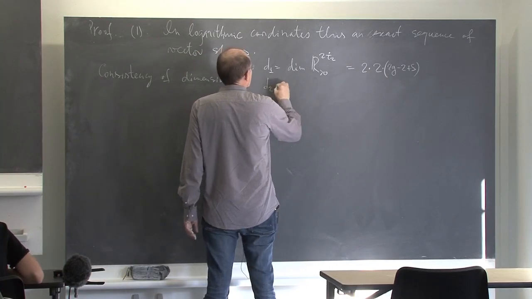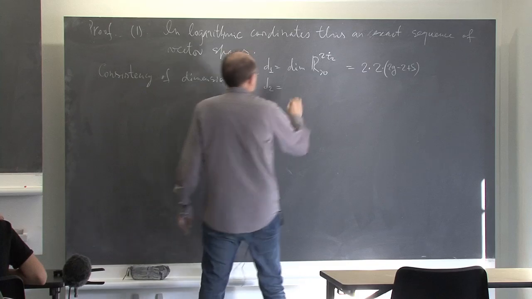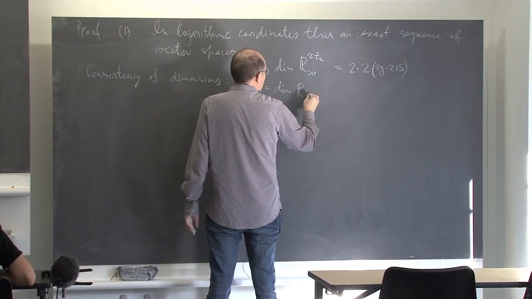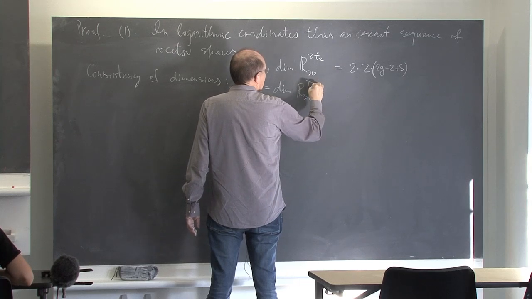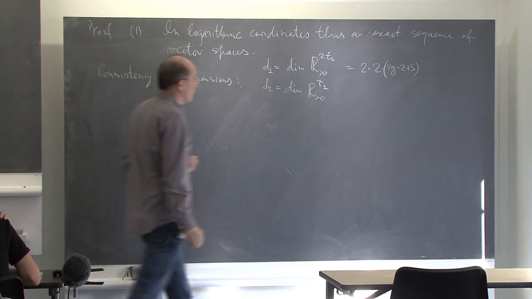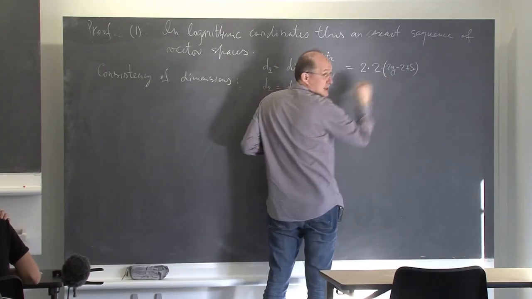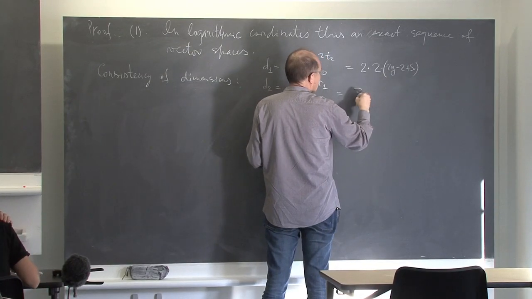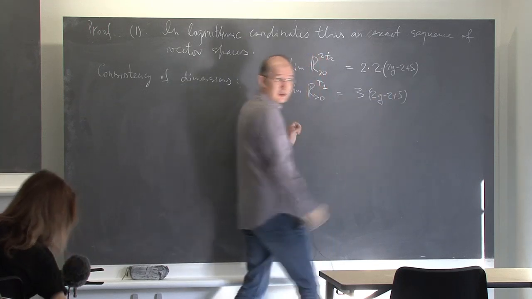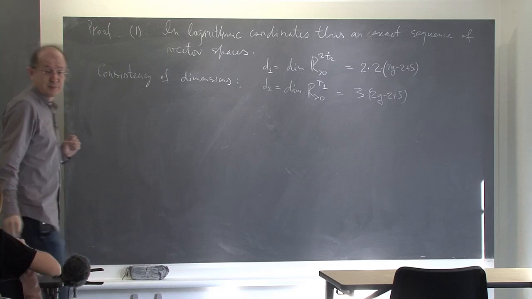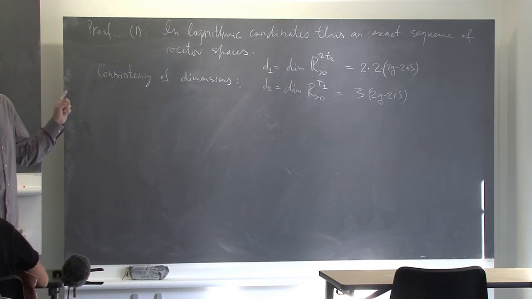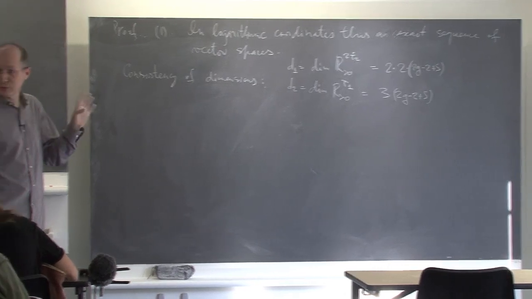D2. D2 is the dimension of R positive tau 1. So this is the number of edges. Number of edges is 3 times this number. So it was, I think, the exercise, right? Another day to check these numbers. Do you want me to explain these numbers? No.